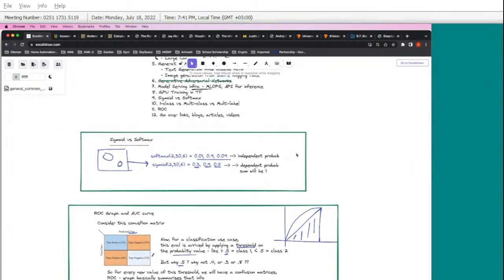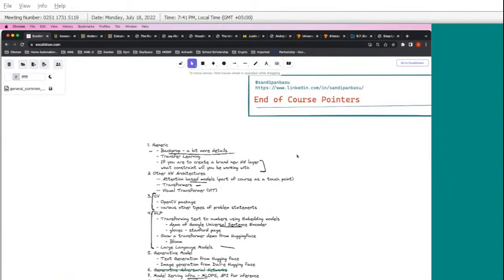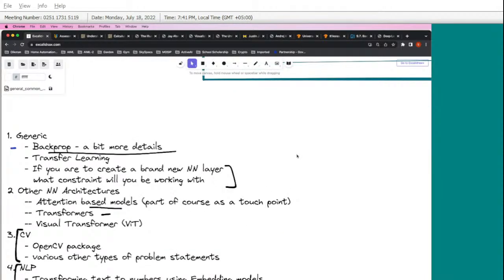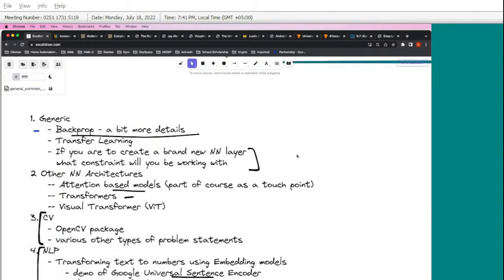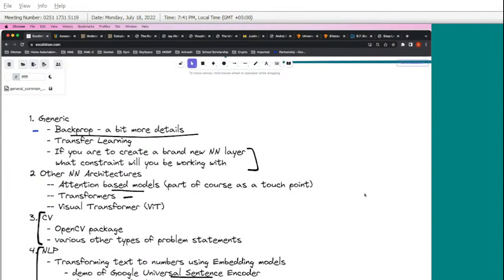We said we will do backward propagation. Is anyone interested in backward propagation? It will take me 15 minutes max. If you guys are interested, then I'll go, or else I'll not.